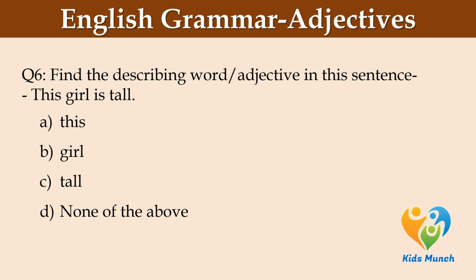Find the describing word in this sentence. This girl is tall. Option A, this. Option B, girl. Option C, tall. Option D, none of the above.